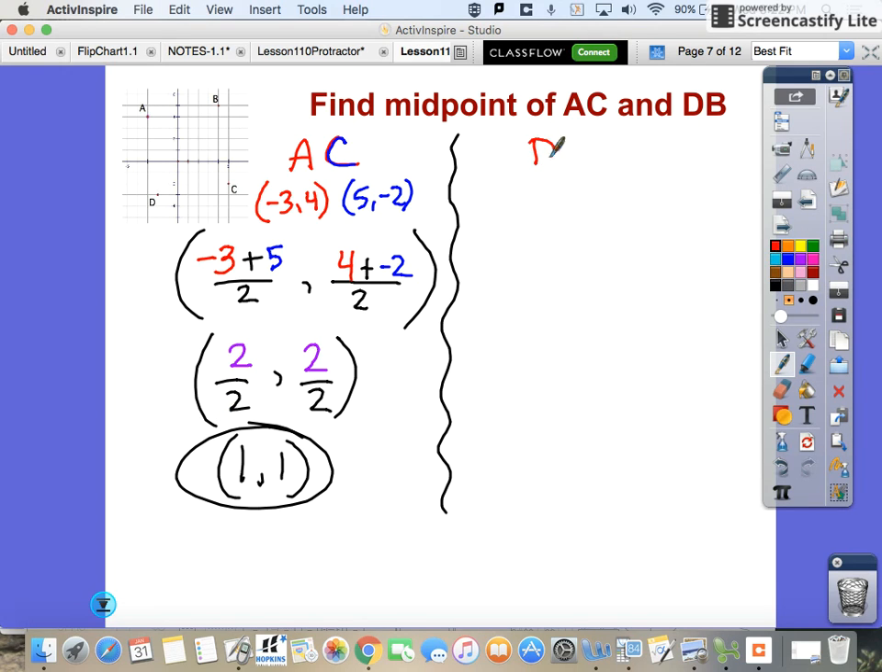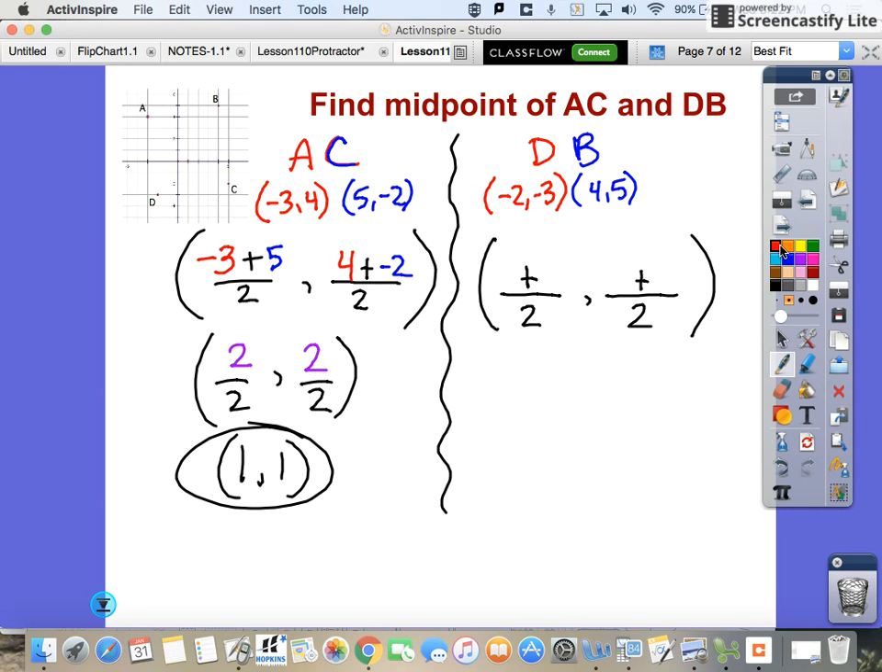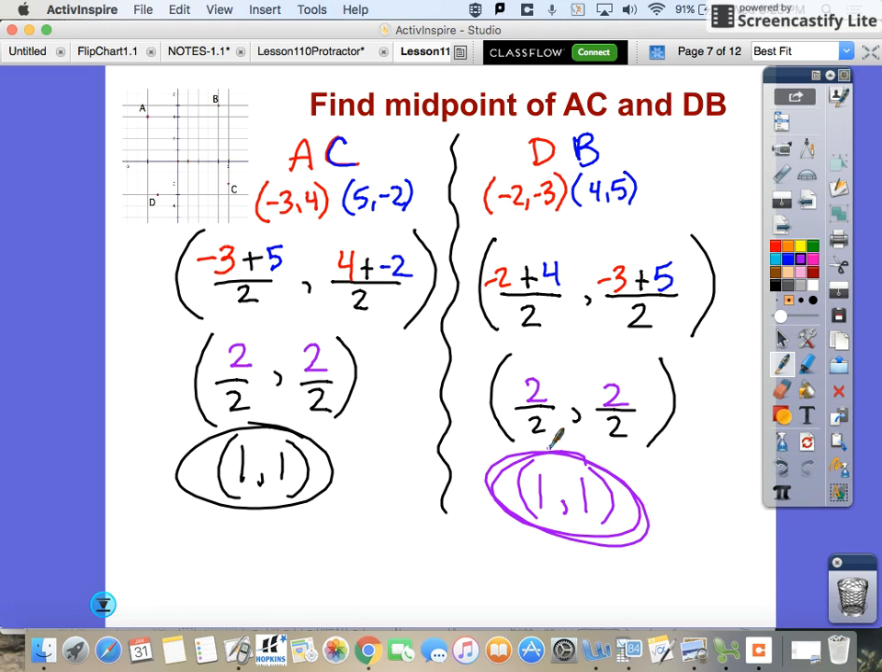Now, when we go and do DB, the coordinate for B was 4, 5. The coordinate for D was -2, -3. So I'm going to set this up just so I don't switch colors so much. We have to always add them up and divide by 2. So we're going to add our two x's, -2 and 4, and then our two y's, which are -3 and 5. So let's see, -2 plus 4 is 2, -3 plus 5 is 2. Wow. So we end up with 1, 1. So that means that when you connect DB, 1, 1 is where they're halfway between those two. It's also halfway between those two. That's kind of interesting.